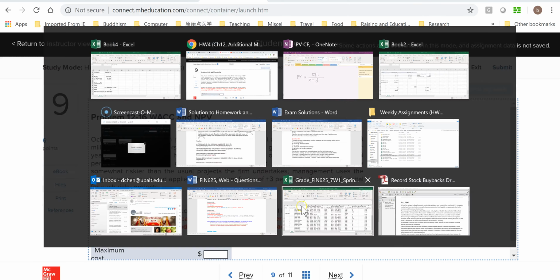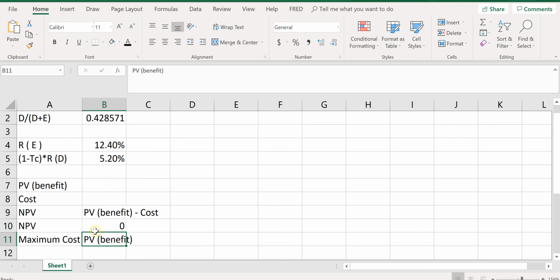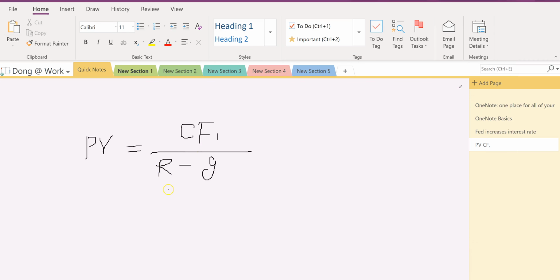Okay, and the present value is based on that present value of a growing perpetuity formula. The cash flow for the first year divided by the discount rate minus the growth rate. So cash flows is given, growth rate is given, and this R is what we are trying to figure out. Once we can figure out this R, we can calculate present value. And once we can calculate the present value, then we know the maximum cost. So ultimately, this question boils down to getting this R.